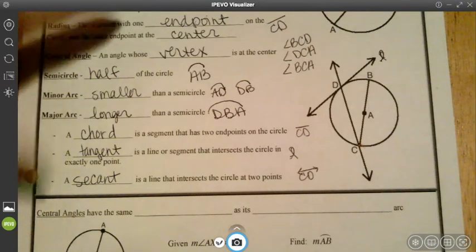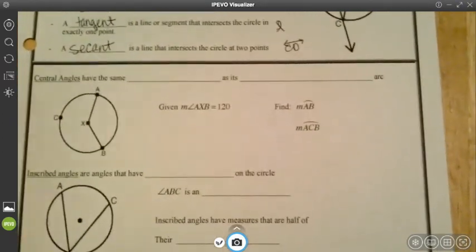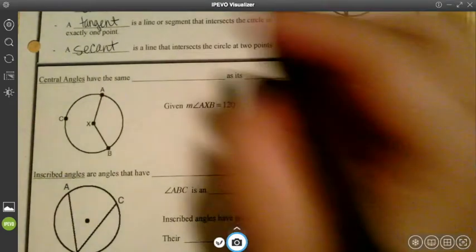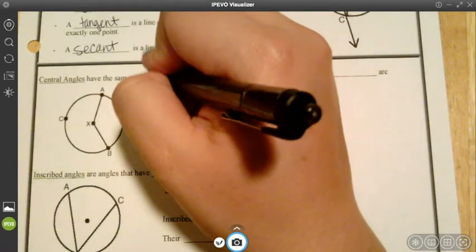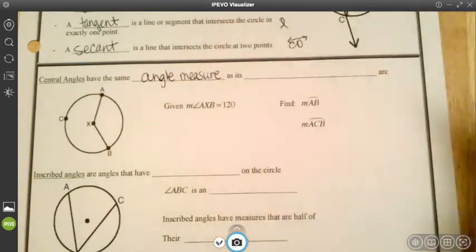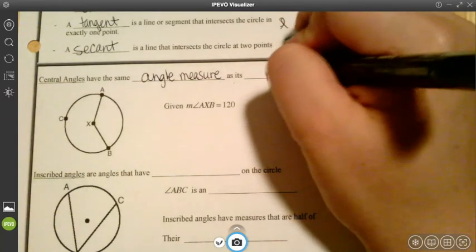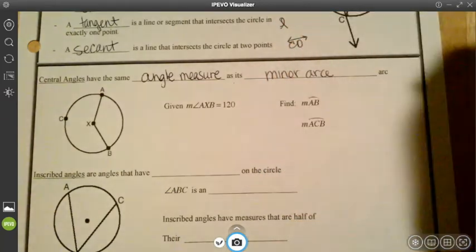Let's look at some applications for this. If we have a central angle, we know that the angle measure is the same as its minor arc measure.